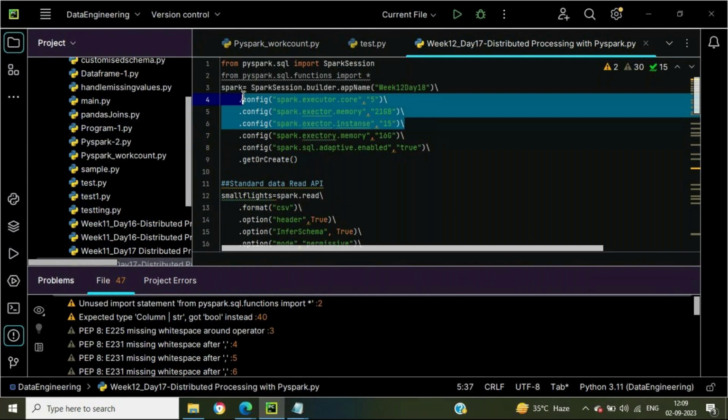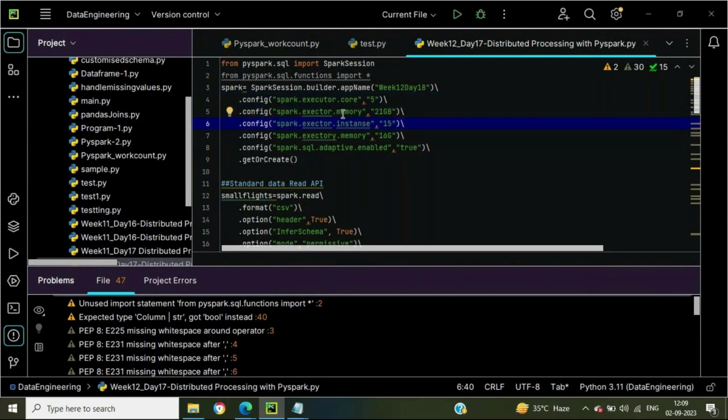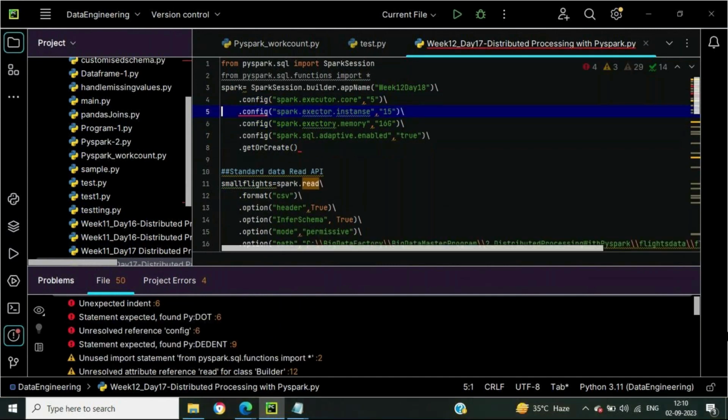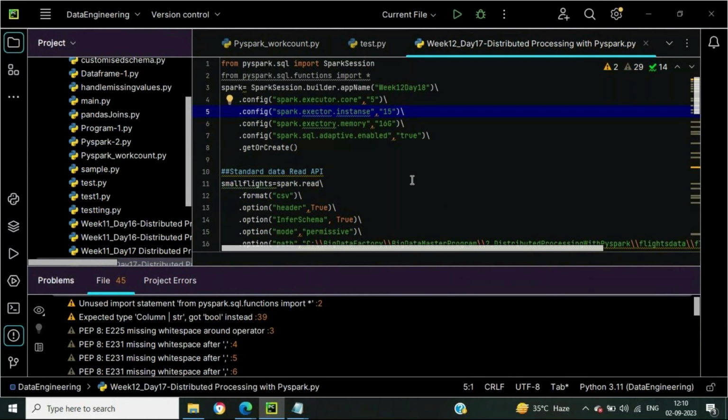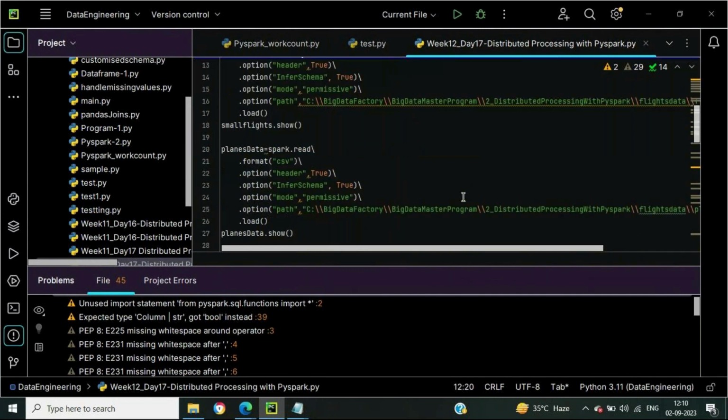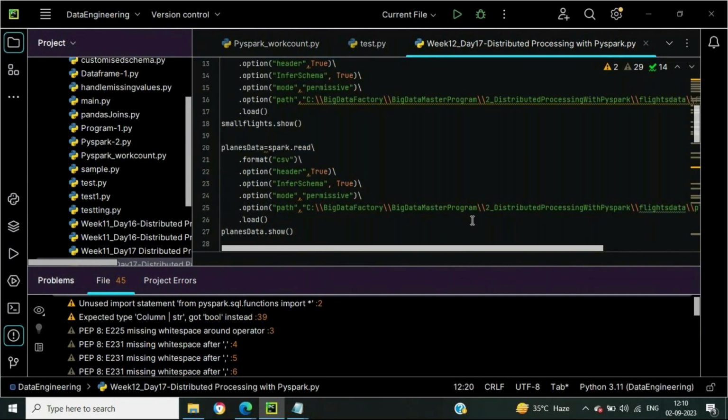These are the properties which we gave in our previous session: executor core, executor memory, executor instance. Just have a look and ask if you have any doubt. Then I will have certain questions.